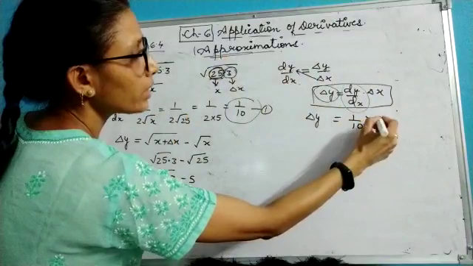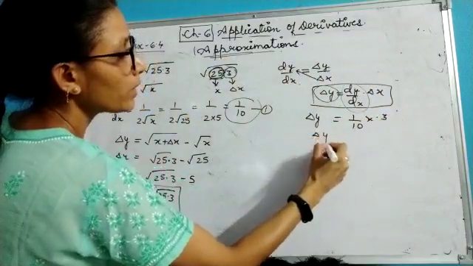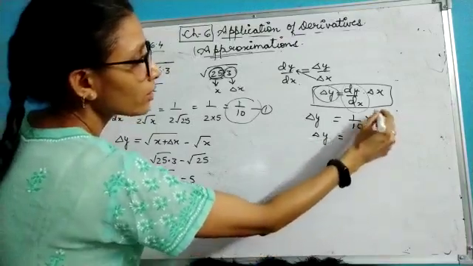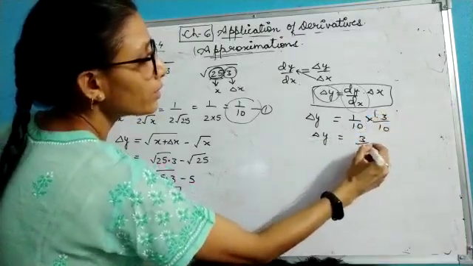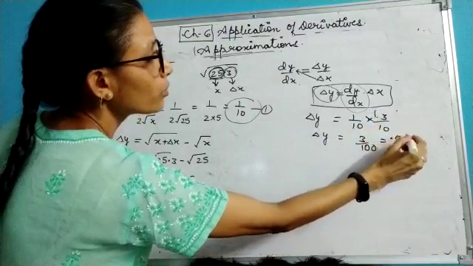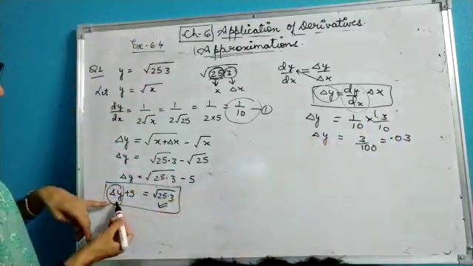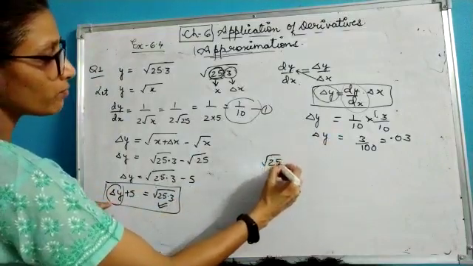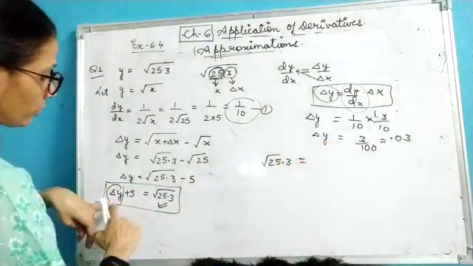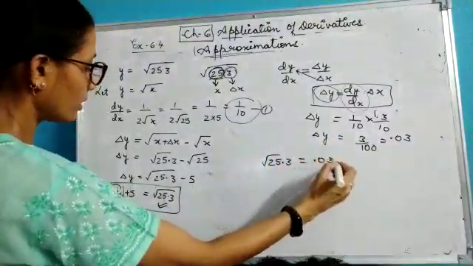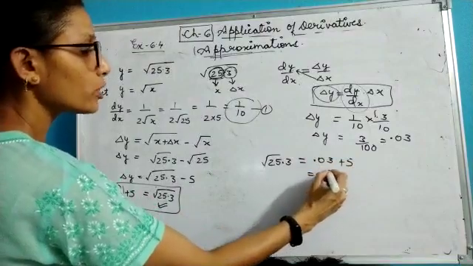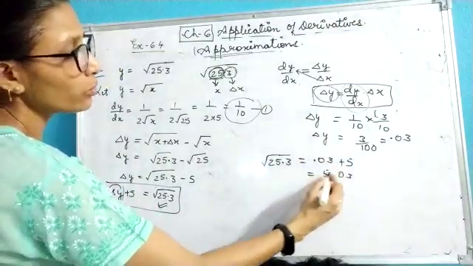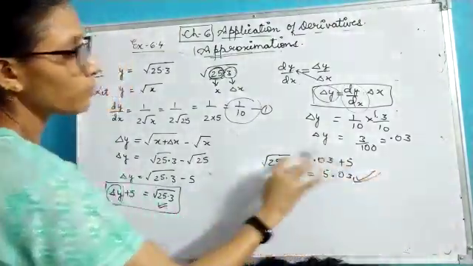So I will be writing it as 0.3. So I have got my del y as, say, 3 by 100, or I can say 0.03. So this del y value I can place here to get the value of the root. So 25.3 will be equal to, del y is what? 0.03, and this is plus 5. So the approximate value of under root 25.3 will be equal to 5.03. So this is your approximate value.